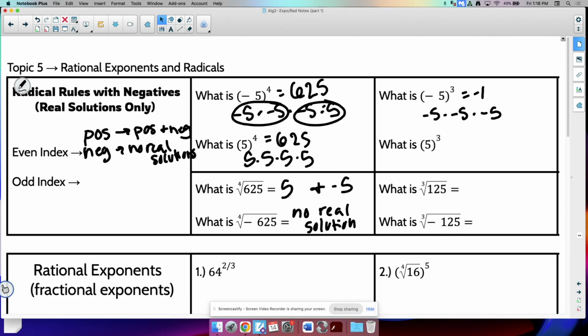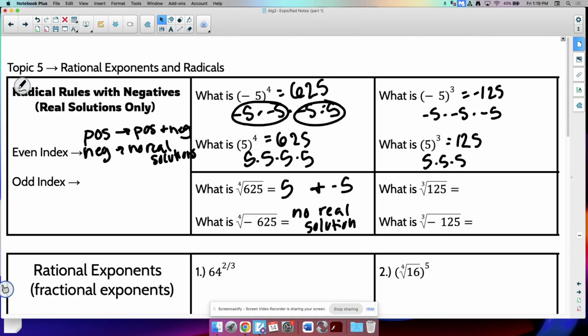Negative. So an odd amount of negatives makes your answer negative. Underneath it, 5 to the 3rd: if I have an odd amount of positives, what's my answer going to be? Positive. So negatives, when taken to an odd exponent, give you a negative answer. What that translates to is if we use that same idea for the roots.